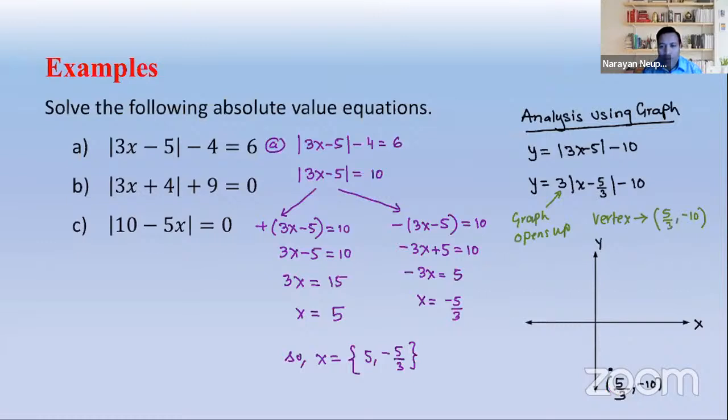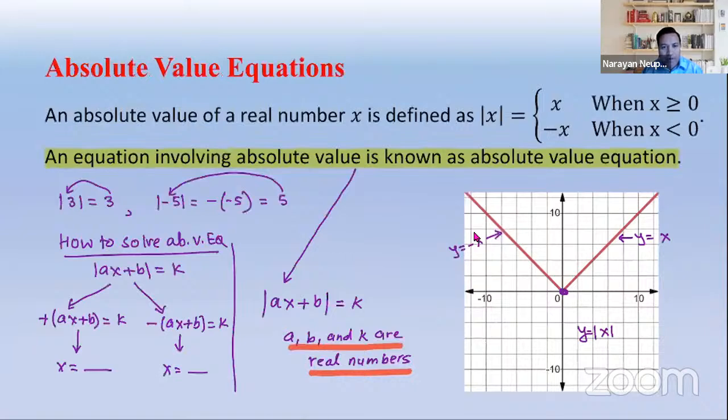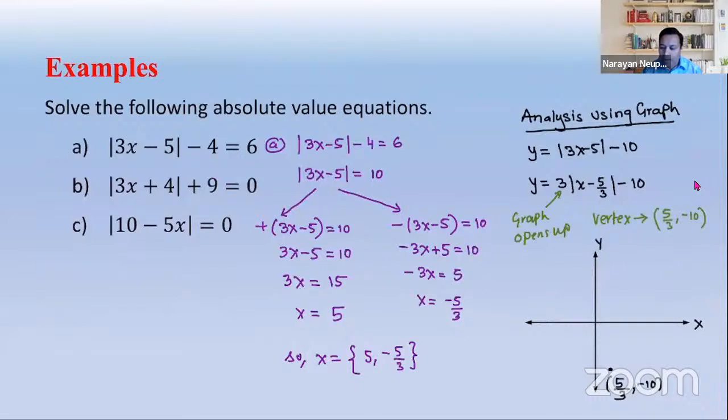That's your vertex. Now, the graph opens up, because this is positive. You can see the graph of the absolute value function is a V-shaped graph. It's not like a parabola. Instead, it's a V-shaped graph. So we are going to sketch that graph now. From here, we draw a V-shaped graph. On one side it's going like this, on the other side it's going like that.